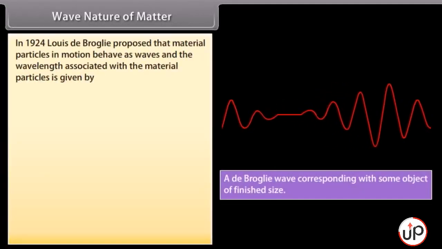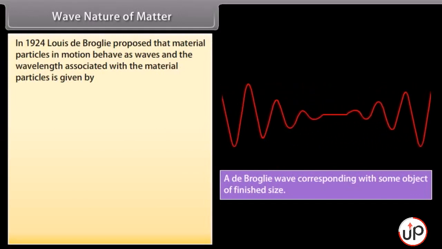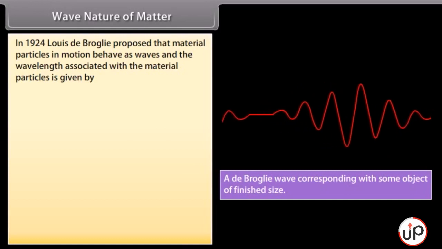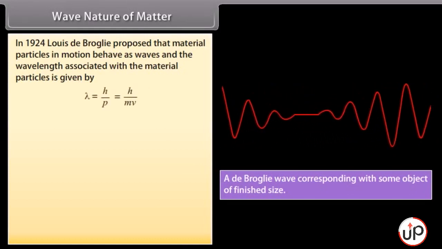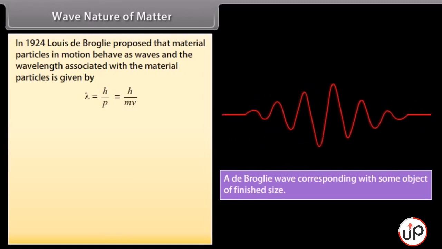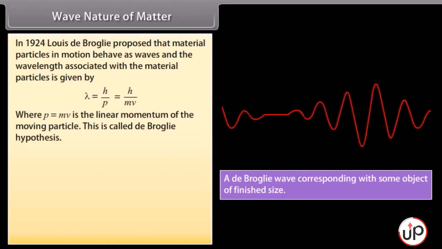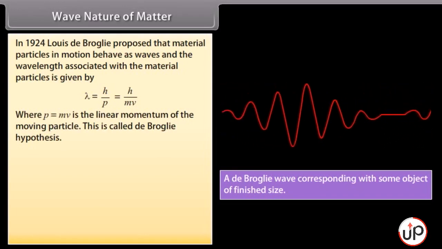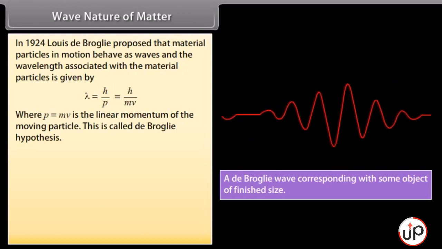Wave nature of matter. In 1924, Louis de Broglie proposed that material particles in motion behave as waves, and the wavelength associated with the material particles is given by lambda equals h by p, which equals h by mv, where p equals mv is the linear momentum of the moving particle. This is called the de Broglie hypothesis.